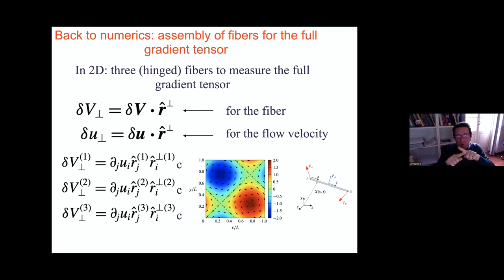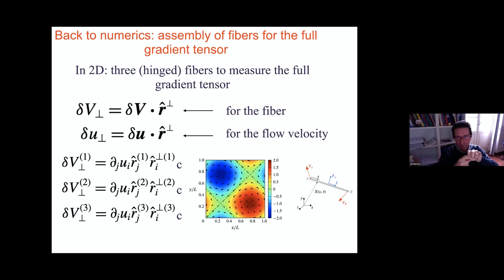What you have to do is to link in some way the three fibers in a way that they measure the property in the same point. What is the problem? The problem is that if you clamp the two fibers, the free fibers, you are coupling the motion of the fibers.